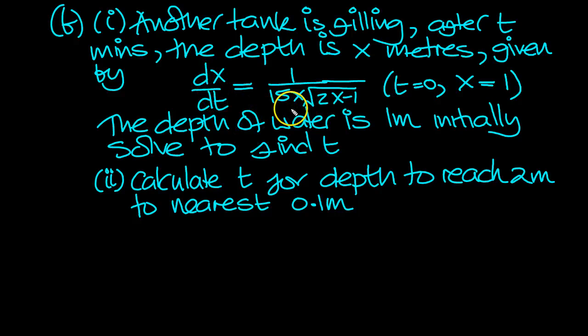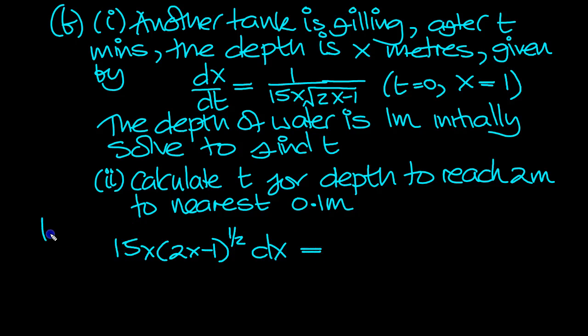Okay, so let's have a look then. So separate the variables, bring the 15x up, and it's (2x minus 1) to the half, dx can be there. So I've just moved these two terms up to be here along with the dx, and the 1 to be with the dt. Separate the variables and integrate it.